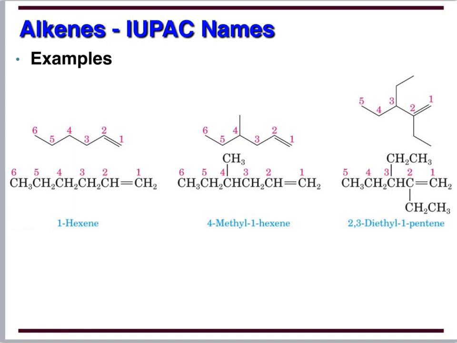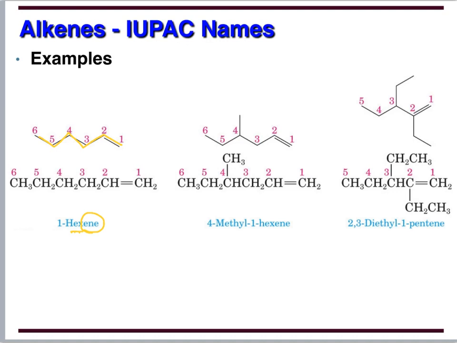Okay, so taking a look at this first line structure, again, I need to find my longest carbon chain. It doesn't matter which side you start at to find the chain. So 1, 2, 3, 4, 5, 6. That means hex is the root of my name. It contains a double bond, so the ending is going to be ene.